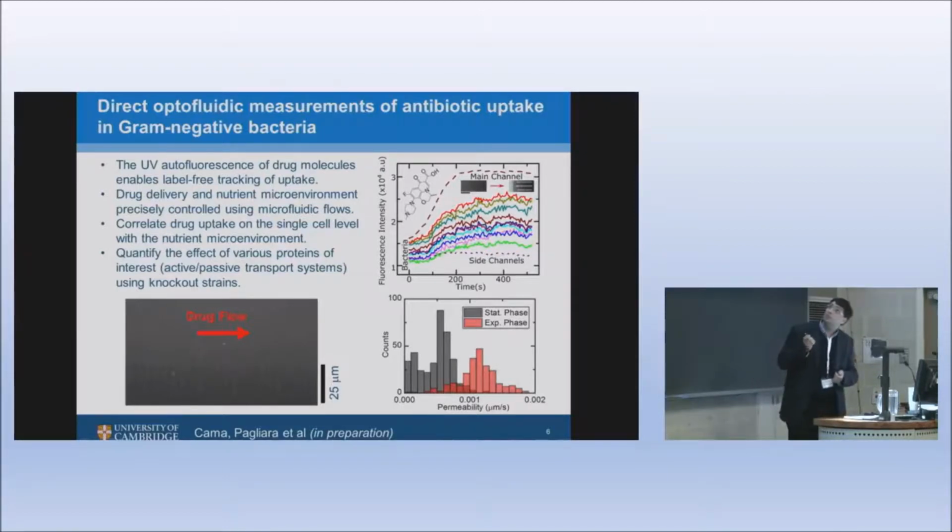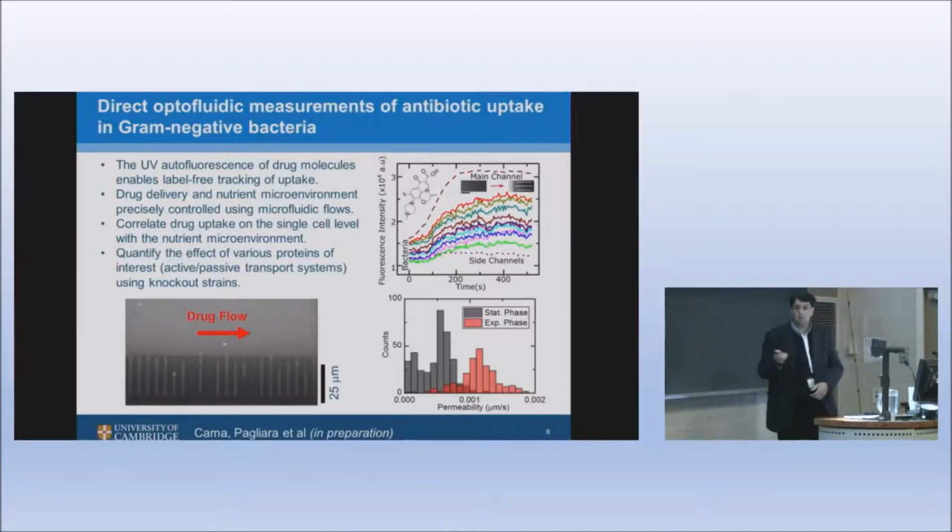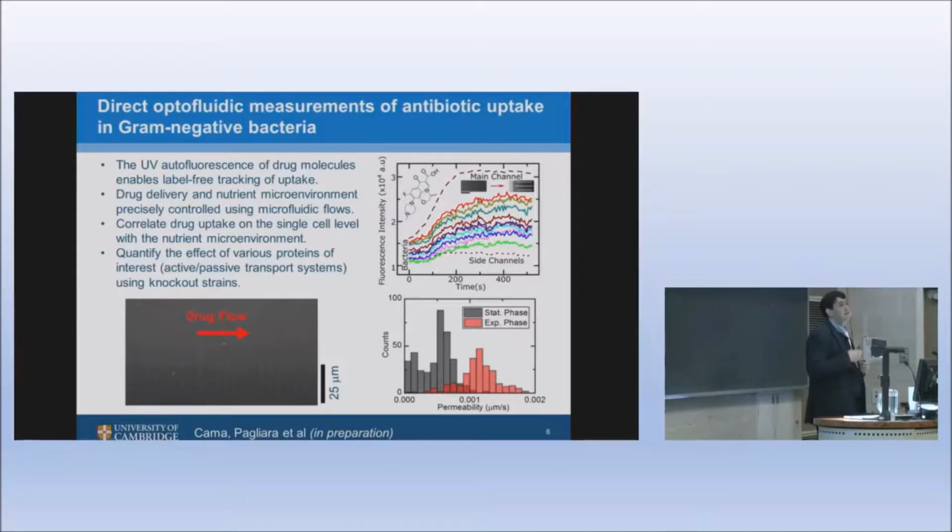And this is just some representative traces where we can actually study these dose response curves in individual cells. And we have a general permeability model, which is already showing us differences between bacteria that are dormant in stationary phase or bacteria that have been growing for a few hours and are in their exponential phase of growth.